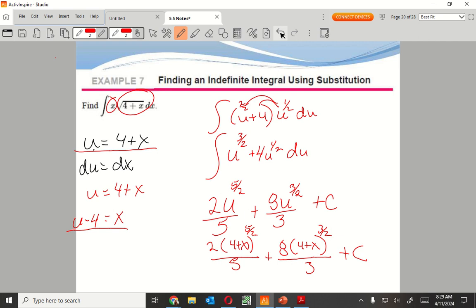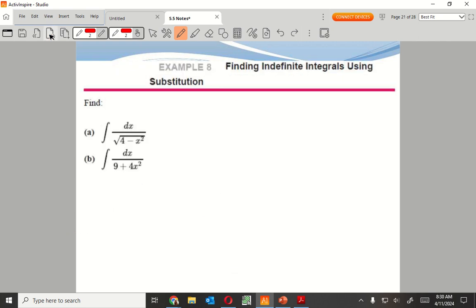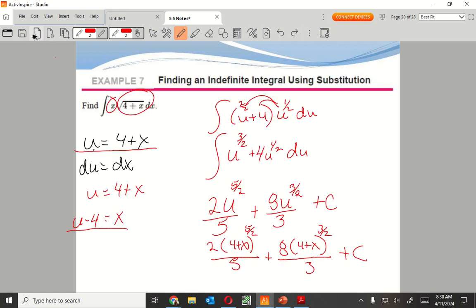All right. I'm going to stop here because these next examples have to do with different types of substitution. So we're going to stop here. We're going to pick it up tomorrow. You guys work on some of your homework, okay?